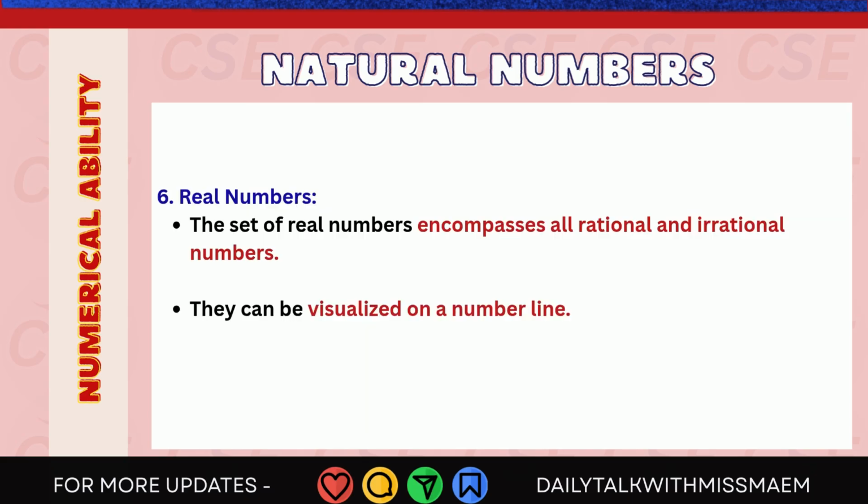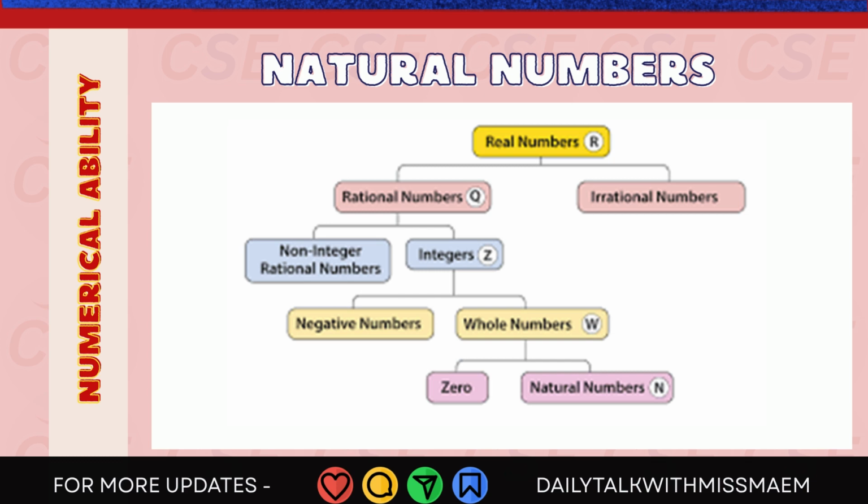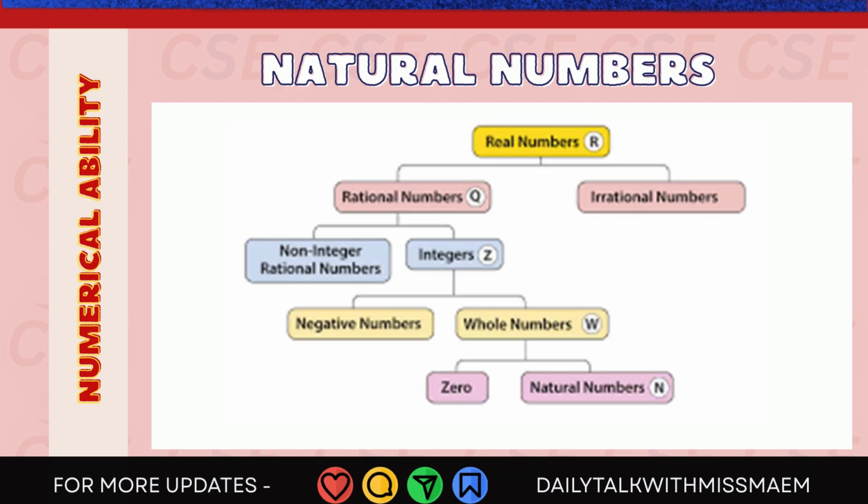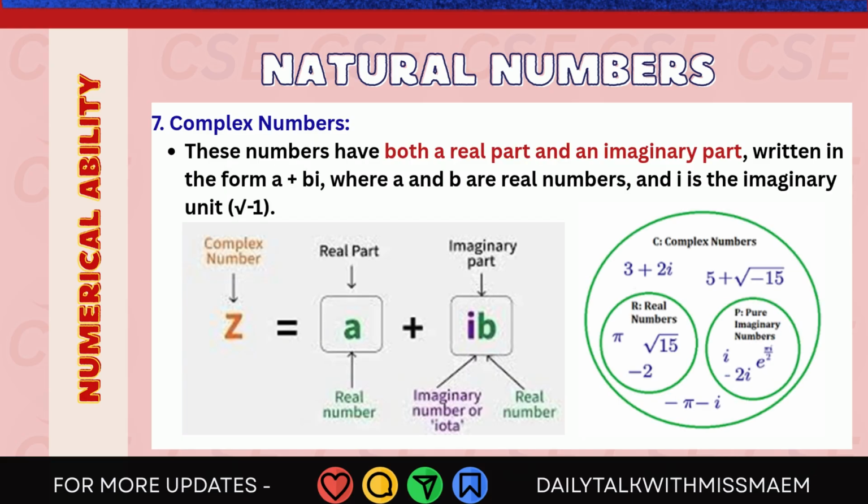Real numbers are the big umbrella that include both rational and irrational numbers, anything you can put on a number line. Now here's something more advanced, complex numbers. They look like a plus bi, where i is the square root of -1. You might see this in higher math or engineering problems. Complex numbers. These numbers have both a real part and an imaginary part, written in the form a plus bi, where a and b are real numbers, and i is the imaginary unit, square root of -1.